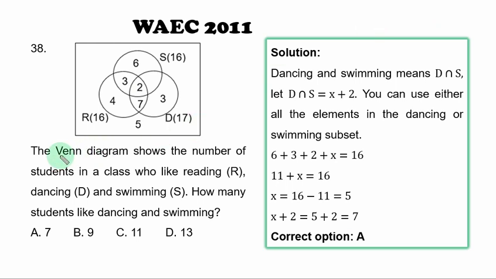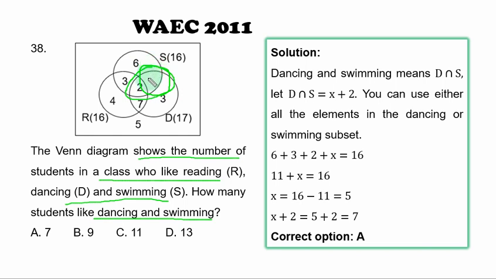Example 38. The Venn diagram shows the number of students in a class who like reading, dancing, and swimming. How many students like dancing and swimming? Note that there is a difference between those that like dancing and swimming and only dancing and swimming. From here is dancing and swimming, while only this place is dancing and swimming only.